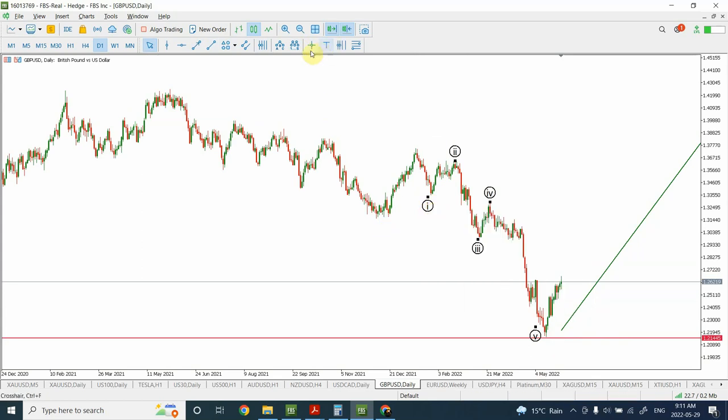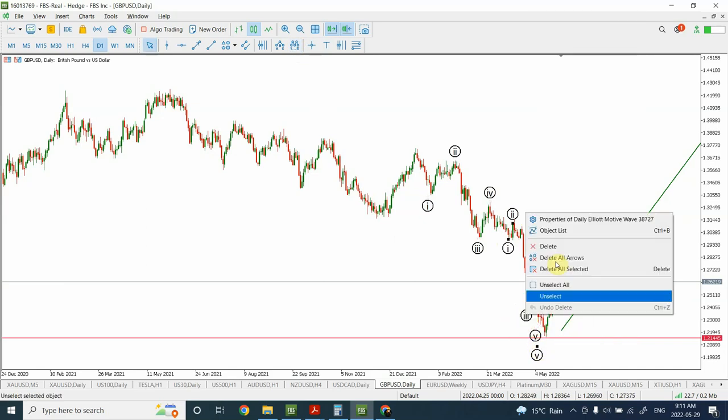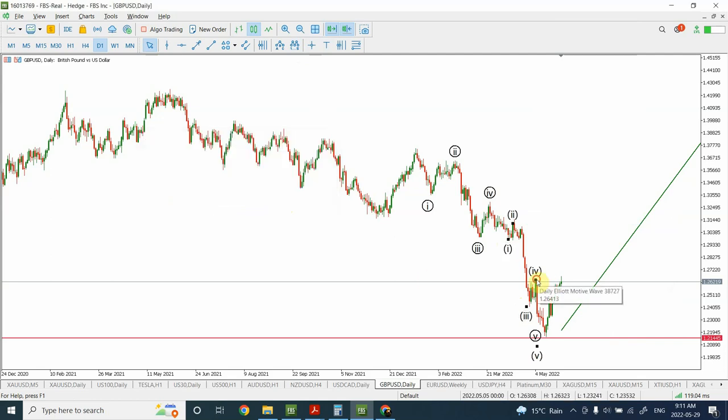Actually, let me give you a moment. 1 and 2 and 3 and 4 and 5. I'll have to go to the properties of Elliott, and let's go back into the parameter menu. Alright, this is much better now.